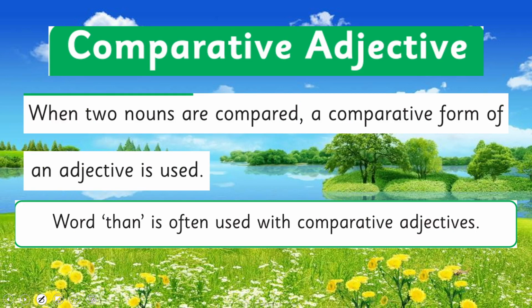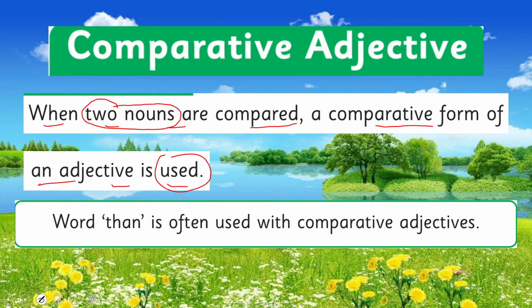Let's see next. What is a comparative adjective? When two nouns are compared, a comparative form of an adjective is used. Two nouns, my dear students, two nouns, because we already know that an adjective qualifies a noun. So when we want to compare two nouns, we use the comparative form of an adjective.